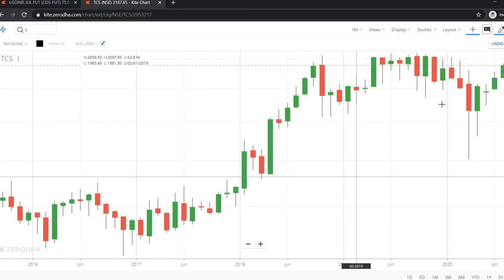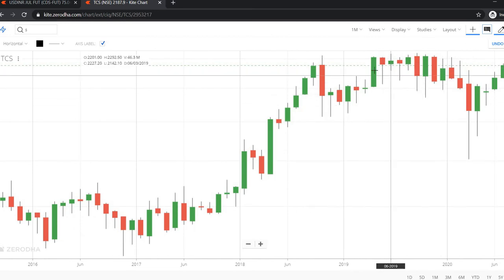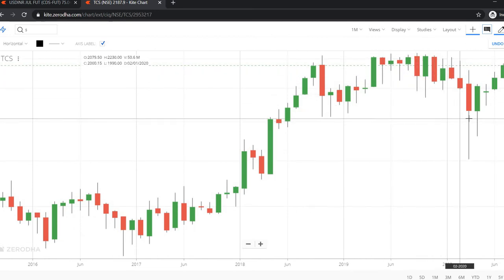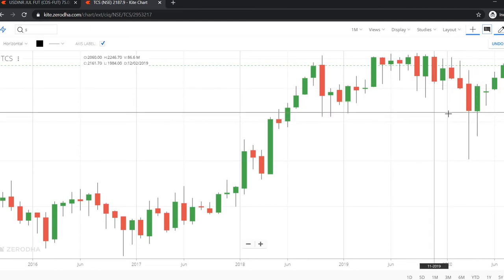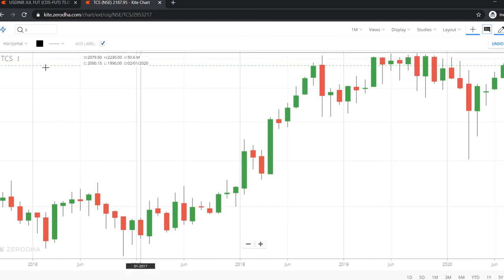For example, this is basically a consolidation phase. Okay, see the downtrend, it happened in March, how quickly it rejected. In March there was a severe downtrend, right, so let's mark those levels.